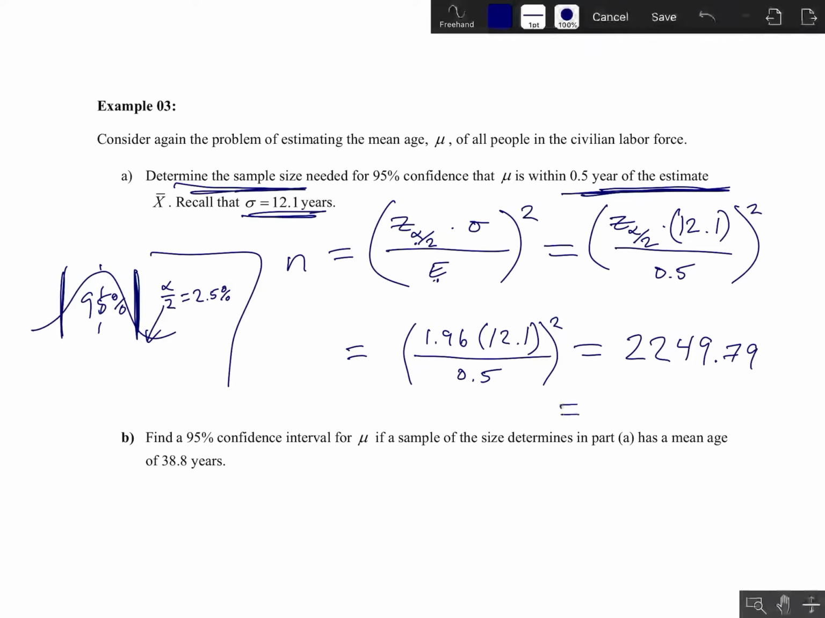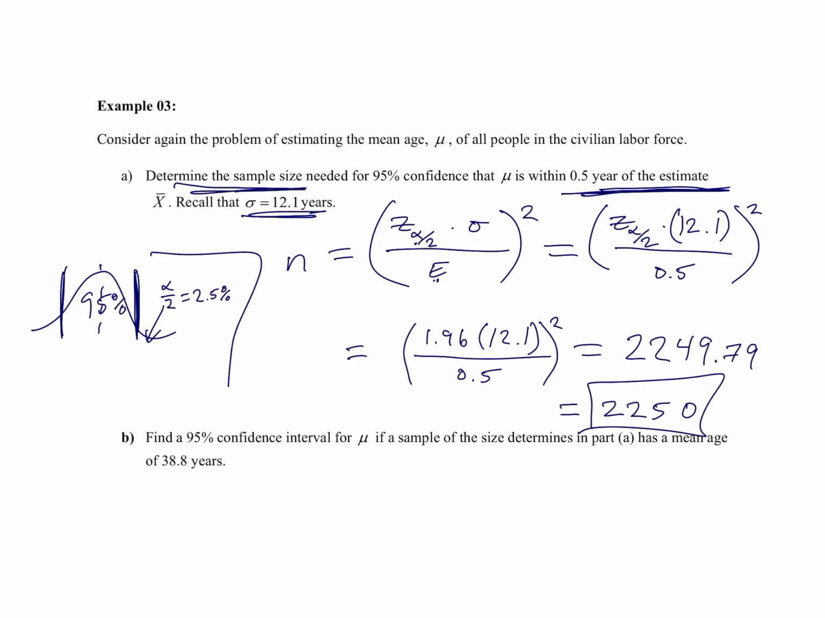So what I'd like for you to do in cases like this is just round it up. In other words, I'm not going to survey some decimal number of people. Instead, what I should say is that we should survey 2250 people. So the n that we would need in order to be that confident is 2250. So if you sample 2,250 people, then we can be 95% sure that our sample mean is within 0.5 of the actual mean. Okay.